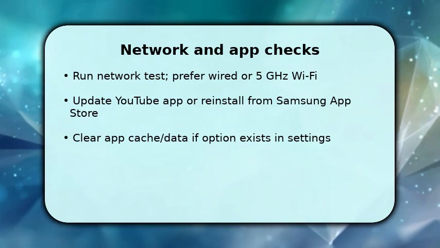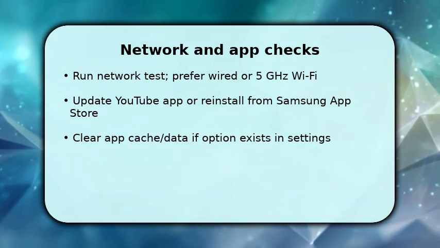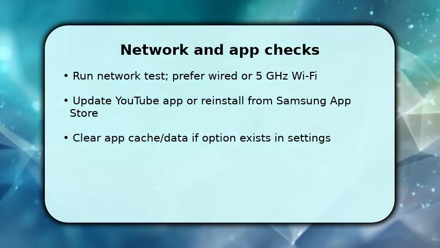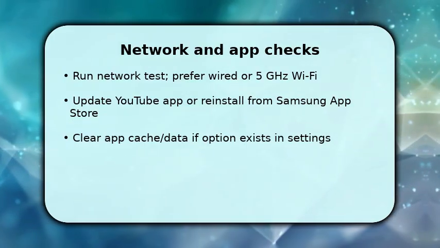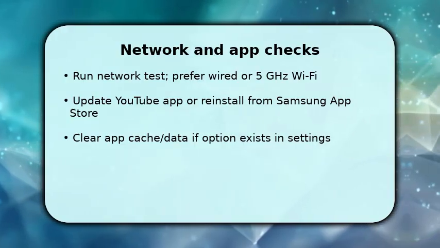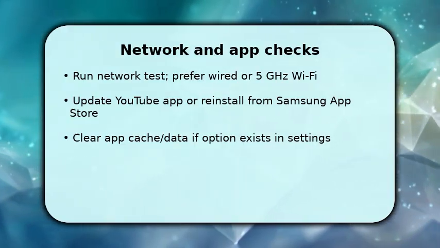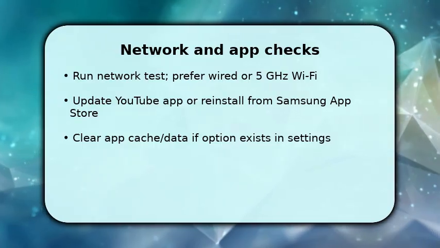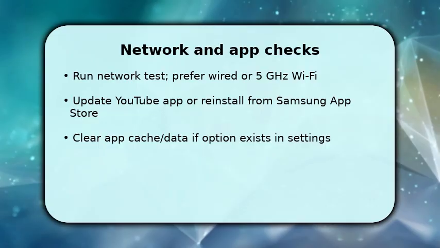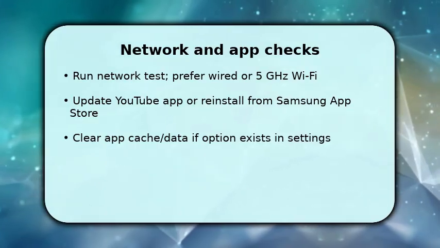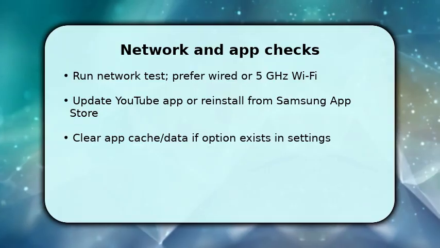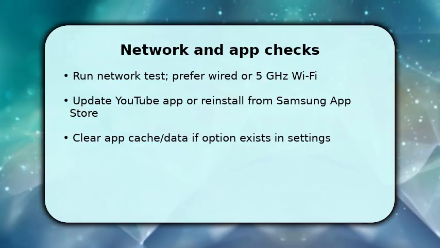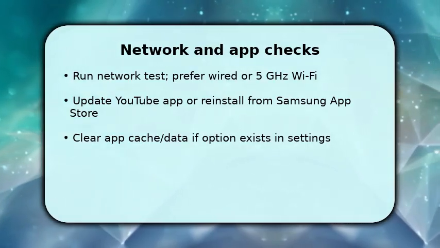Now focus on the network and the app. Run the TV's network test to verify speed and DNS. Wired connections or 5 GHz Wi-Fi reduce buffering. If the app is outdated or behaving oddly, update it from the Samsung App Store or uninstall and reinstall to reset its files. If your model exposes app storage, clear YouTube's cache and data to remove corrupt preferences.